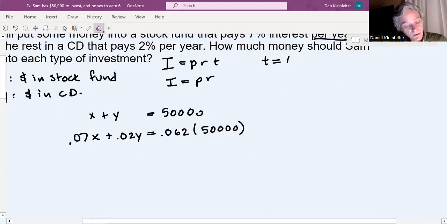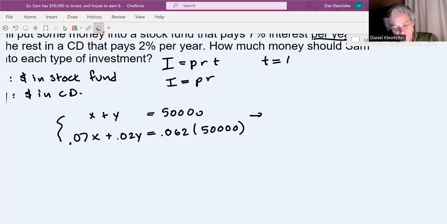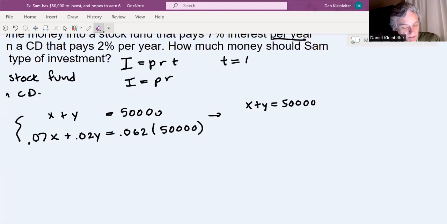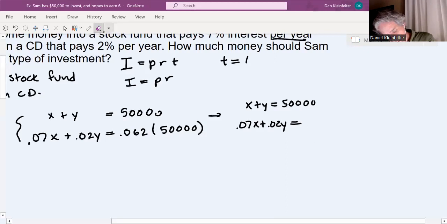Okay, so there's that. Let's see if we can simplify some of these equations a little bit. First one I can't do anything with. That will be X plus Y is 50,000. And then for the second one, I'm just going to multiply that 0.062 by the 50,000. That's all we'll do in this step. So the 6.2% of the 50,000 works out to be 3,100. Okay. All right, so there's that.